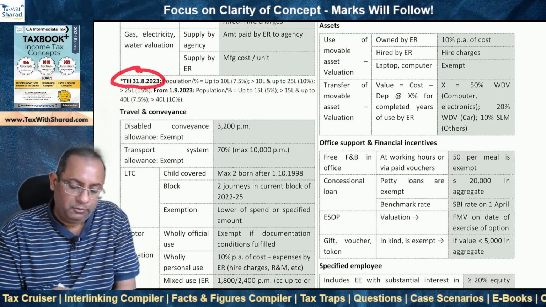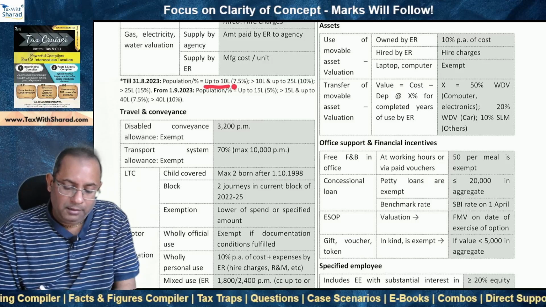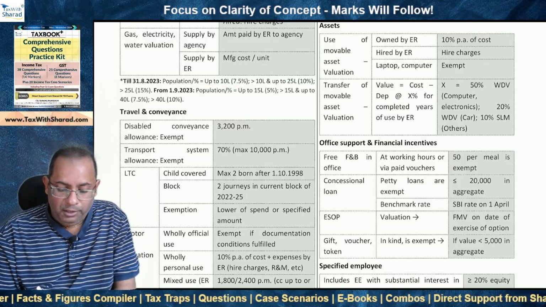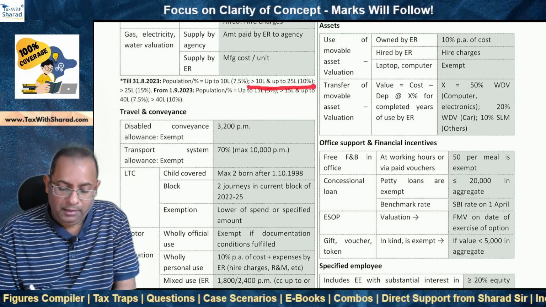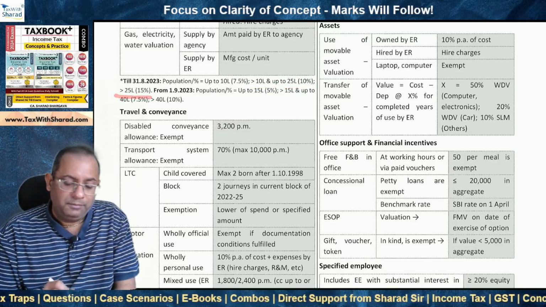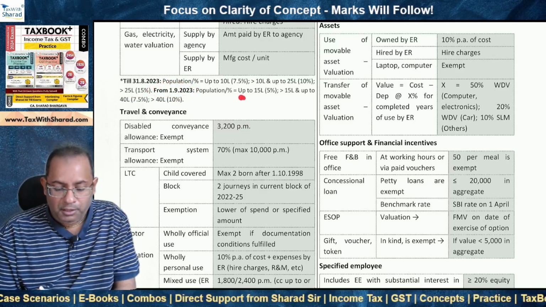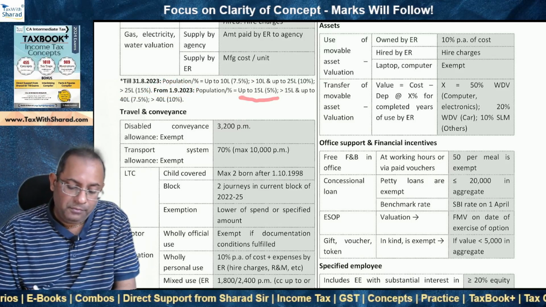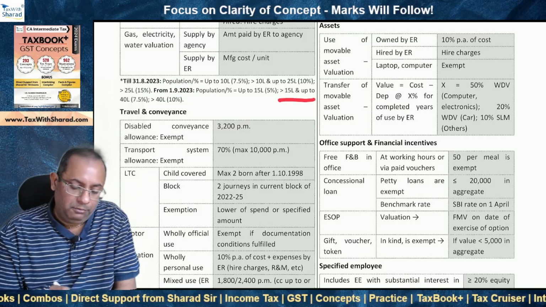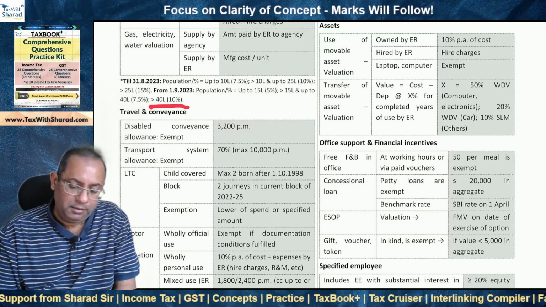Till 31st of August 2023, where the population is up to 10 lakh, it is 7.5%. Where the population is more than 10 lakh and up to 25 lakh, it is 10%. Where the population is more than 25 lakh, it is 15%. This has changed from 1st September 2023. Where the population is up to 15 lakh, it is 5%. Where the population is more than 15 lakh and up to 40 lakh, it is 7.5%. Where the population is more than 40 lakh, it is 10%.